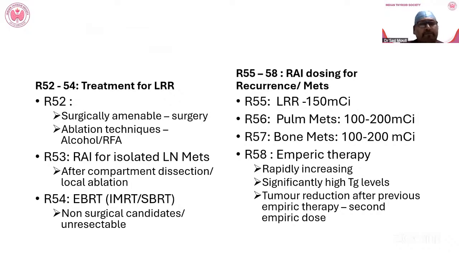Now, going further, if there is a recurrence, surgically amenable disease has to be dealt with surgery. The other options are ablation techniques, and RAI only for isolated lymph node mets is not recommended unless you do a compartment dissection. If there is unresectable disease, then you can consider EBRT, in the form of IMRT or SBRT, and then go ahead with RAI therapy.